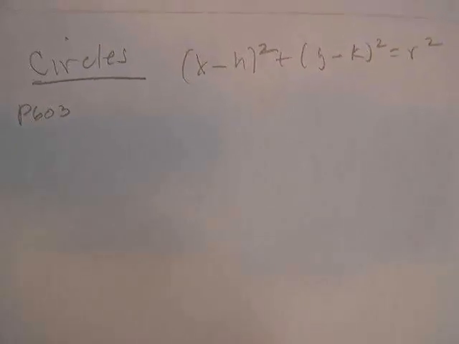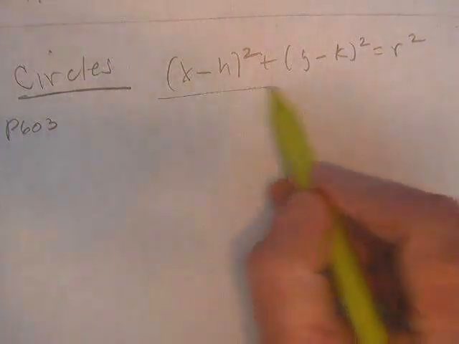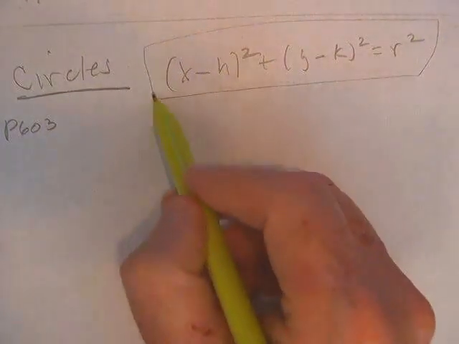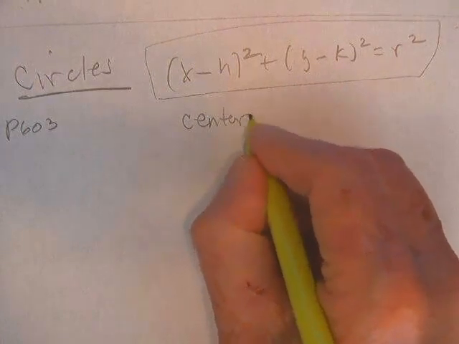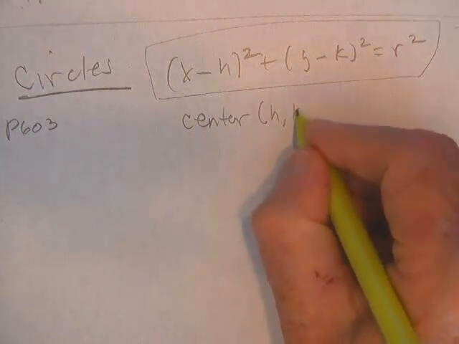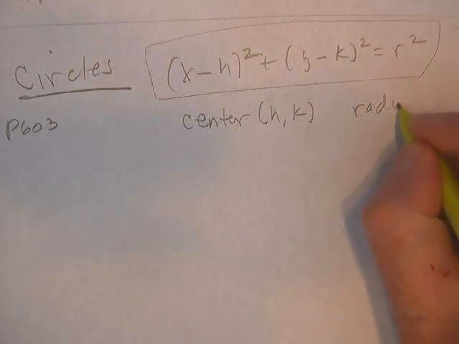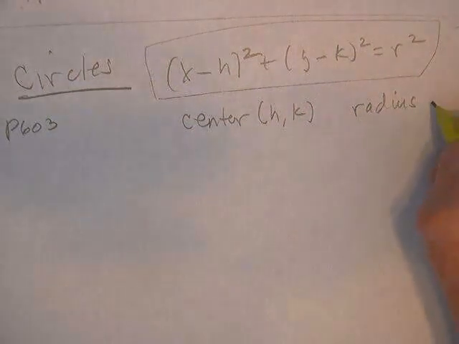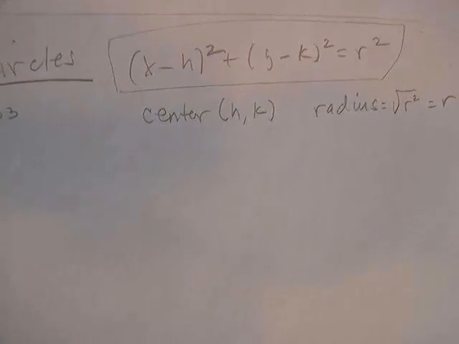Yesterday we did parabolas. Today we're going to do circles. So circles are in this form. This is called the standard form of a circle, where the center is the point (h, k), and the radius is the square root of r squared, which of course is just r.